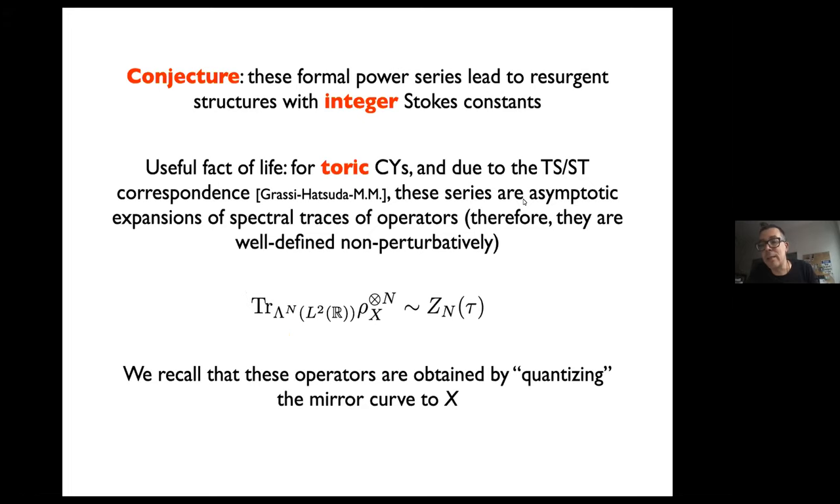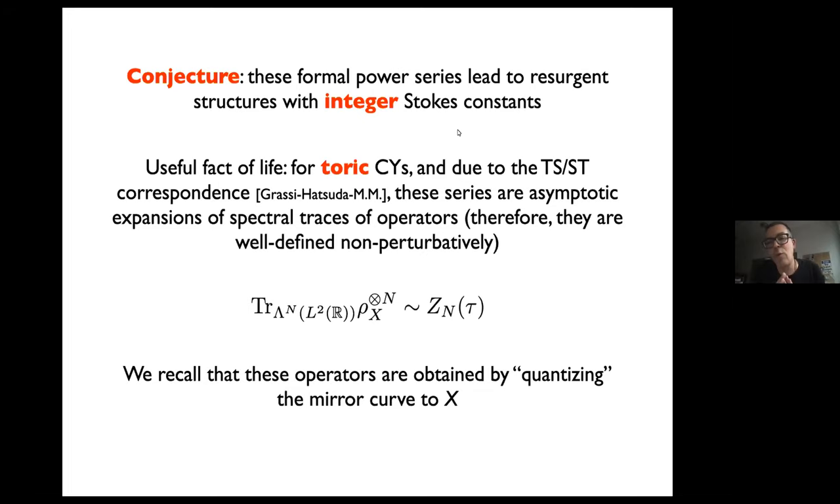these series that appear here are asymptotic expansions of some quantities which are well-defined non-perturbatively. They are functions of tau which are well-defined non-perturbatively and are spectral traces of operators. So the expansion of topological string theory around the conifold point in the toric case can actually be related to a quantum mechanical model in which tau plays the role of inverse Planck constant, okay? And this is very useful, but it's not crucial to this resurgent structure. This resurgent structure, you can define it just from the point of view of formal power series, okay?